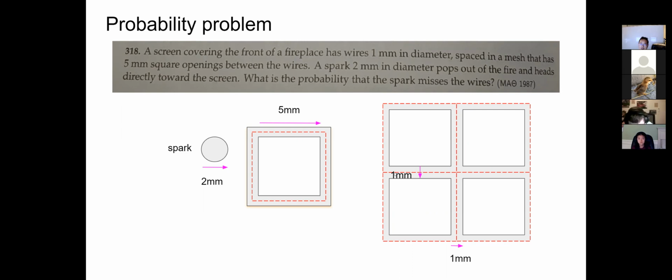Now I want to ask if anyone has any thought. We don't need you to calculate anything yet. Just tell me how you plan to calculate the probability. Anyone? We're going to miss this spark, right? So where does it miss? Where does it go to miss? Inside. The inside 5 square. What do you mean? How do you define inside in the math?